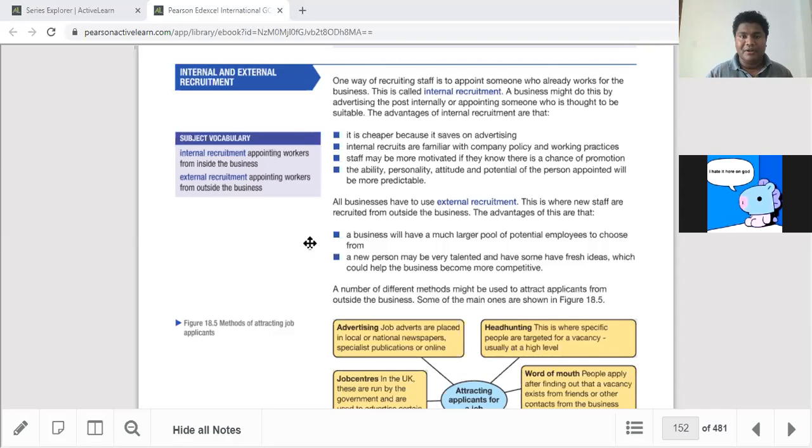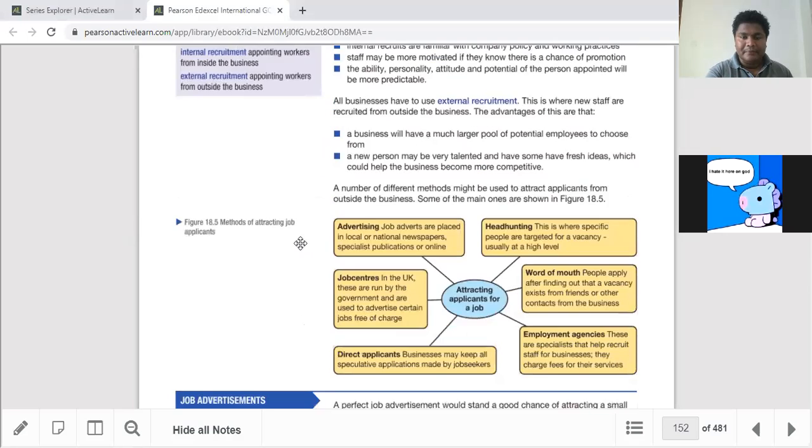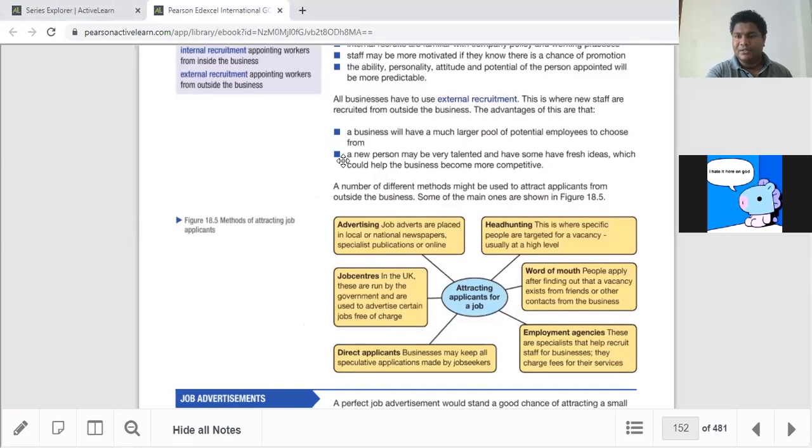They are very well aware of the technology. So I'm giving a good example. You can see that this is the main thing: new ideas and a large pool of candidates to select from. So these are the main methods. They are only summarizing two advantages, but you can see there are different methods.